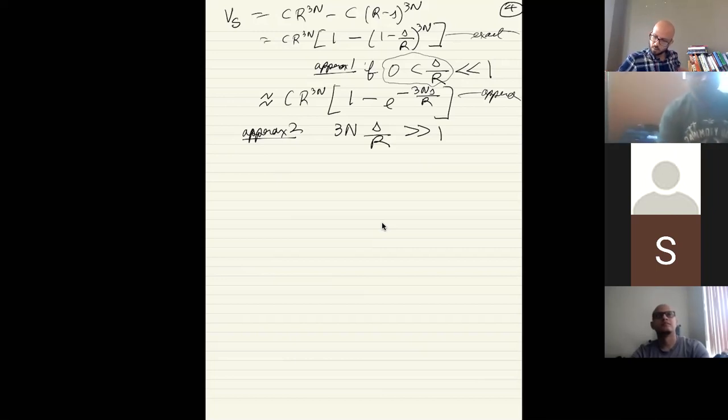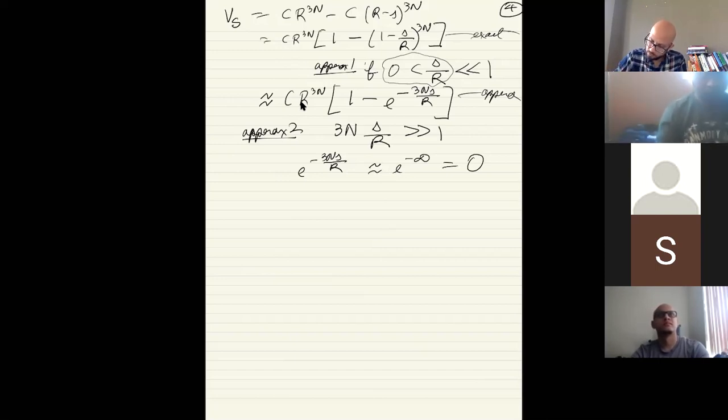If this is true, then e to the power minus 3n s by r is equal to e to the power minus infinity, equal to 0, right?